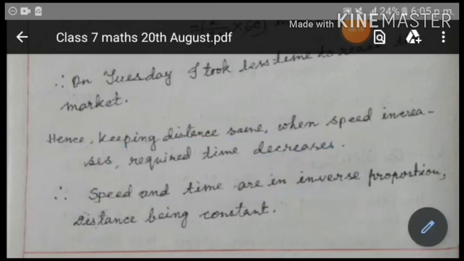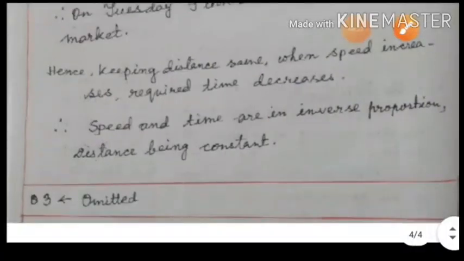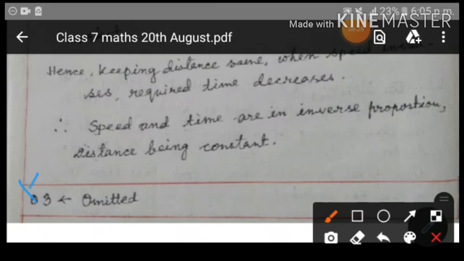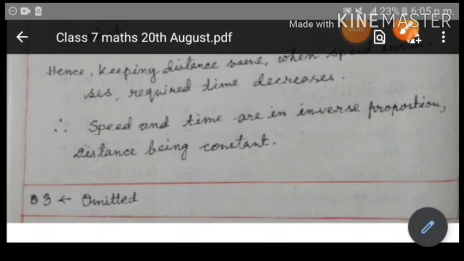So, children, you are going to listen to the explanation of these sums from the video, and also you are going to just put a cross on question number 3 in your book itself with the help of a pencil. Just cross it out. Question number 3 has been omitted. Okay. So work out these sums in your classwork notebook.